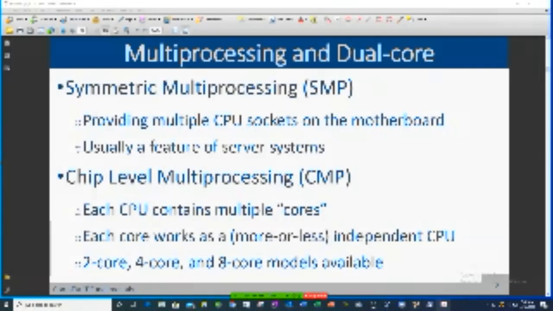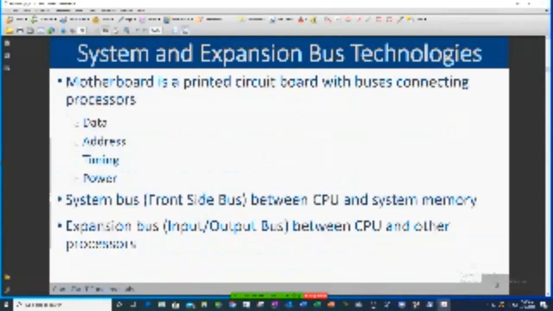All right, going back to our notes, systems and expansion bus technologies. The motherboard is a printed circuit board with buses connecting processors and carrying data, address, timing, and power. The system bus, or front side bus, is between the CPU and the system memory. We just talked a little bit about that. The expansion bus, which is the input-output bus, is between the CPU and other processors as well.